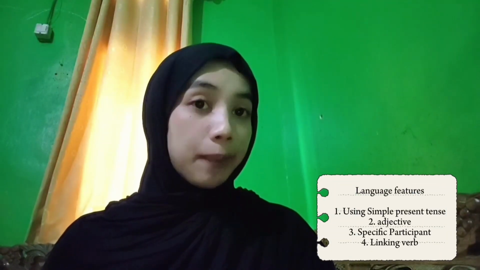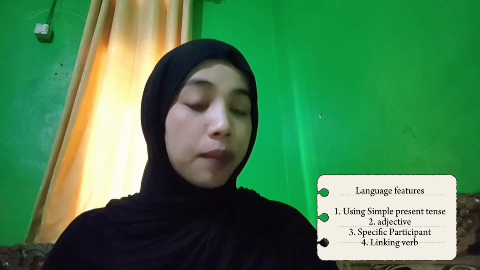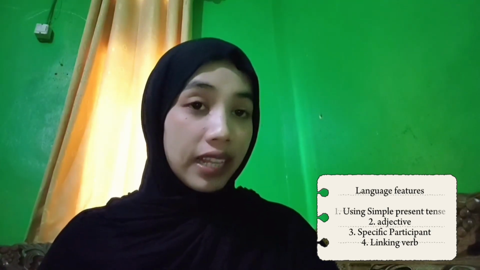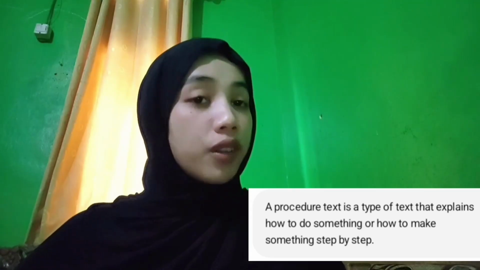The first, identification. The opening part introduces the subject or object in detail. The second, description. Explain the object or subject in detail. Language features of descriptive text. The first, using simple present tense, adjective, specific participant, and linking verb.